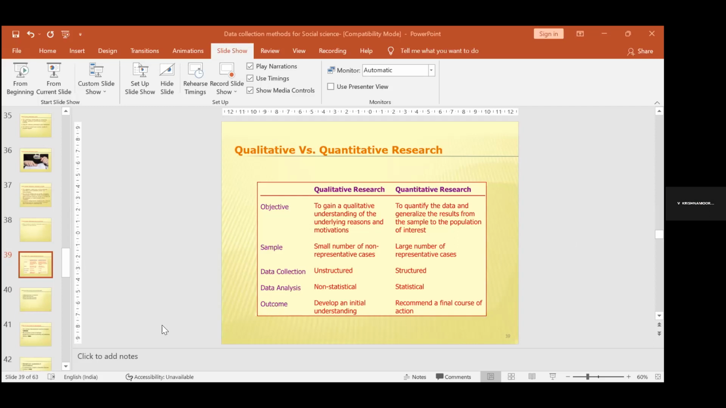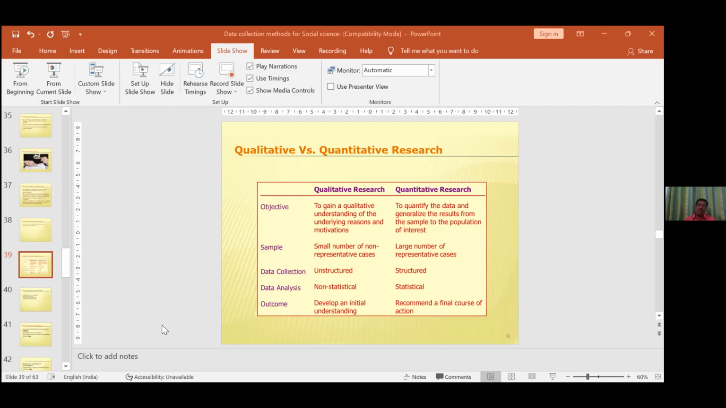See the data collection method. In case of qualitative research, we may use unstructured data. The data is unstructured. Whereas let's take quantitative research, the data or questionnaire is structured. Let's take the data analysis part in quantitative research. There we cannot use non-statistical data. For example, data will be projected.